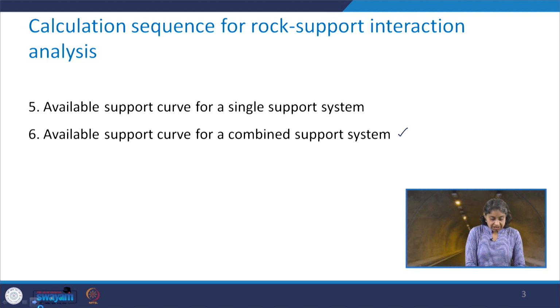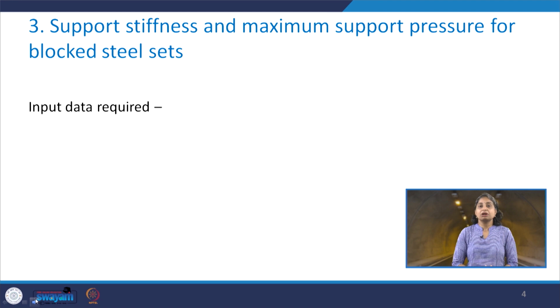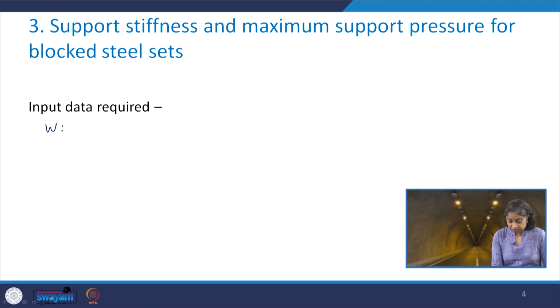So, to start with, let us have our discussion on the determination of support stiffness and maximum support pressure for blocked steel sets. Like we did in the case of shotcrete, here also we need to provide the input data. So, let us see what all data is required for us to complete this particular step of the calculation sequence. The first input data that is needed is W, which is capital W.